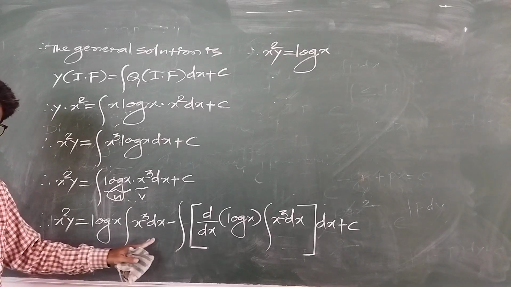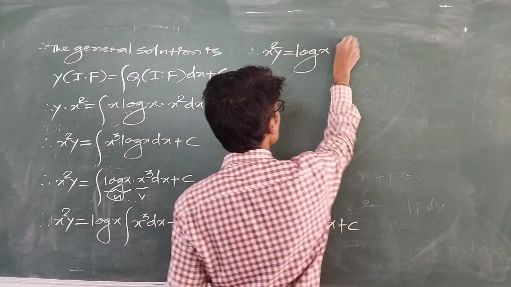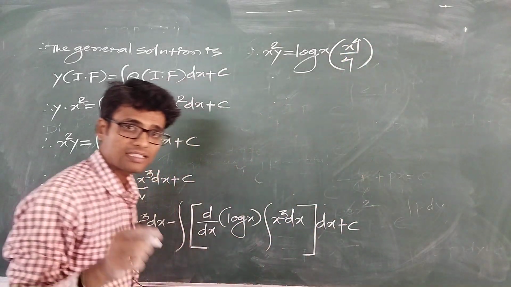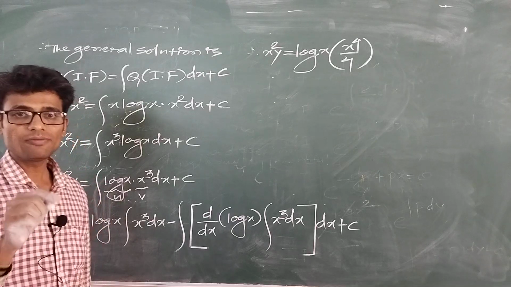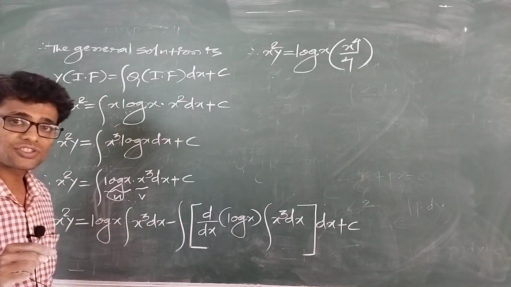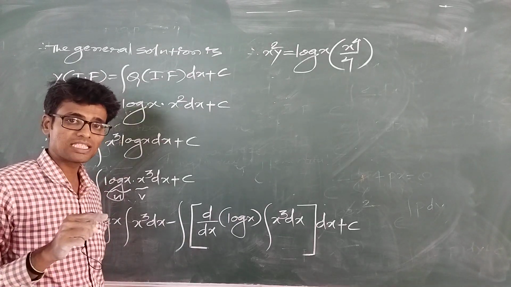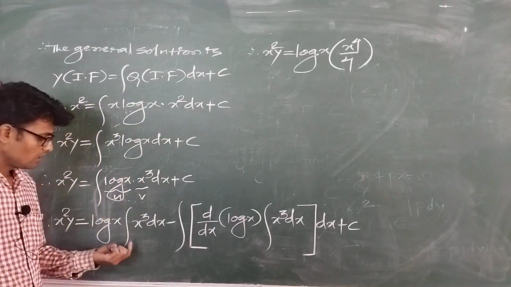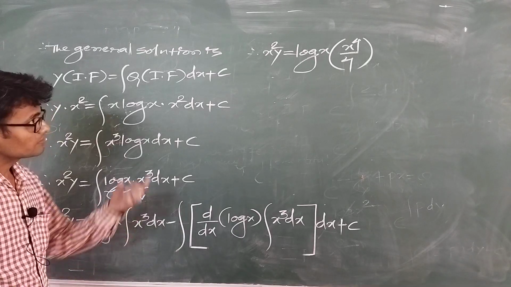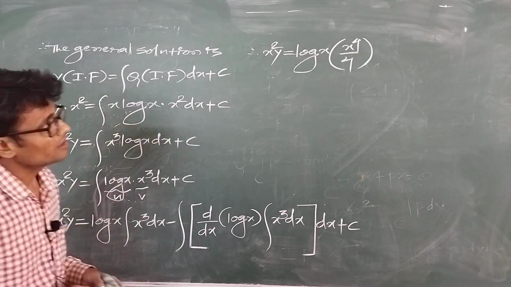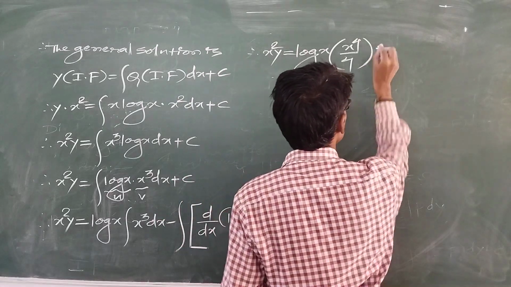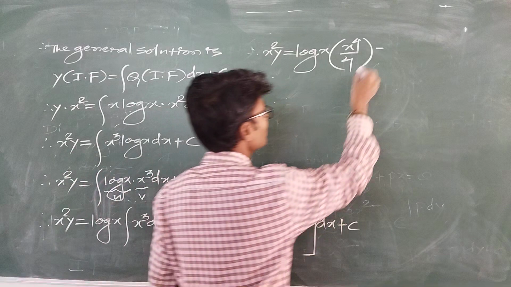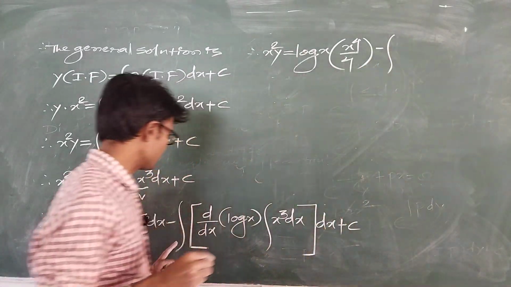The integration of x cube with respect to x is x raised to 4 divided by 4, by using the formula that the integration of x raised to n into dx is equal to x raised to n plus 1 divided by n plus 1, plus c. That formula I used here. The integration of x cube becomes x raised to 4 divided by 4, and minus, I'll write the integration sign as it is.